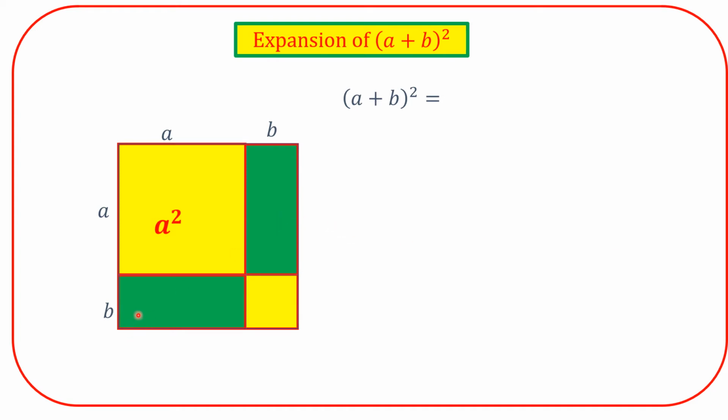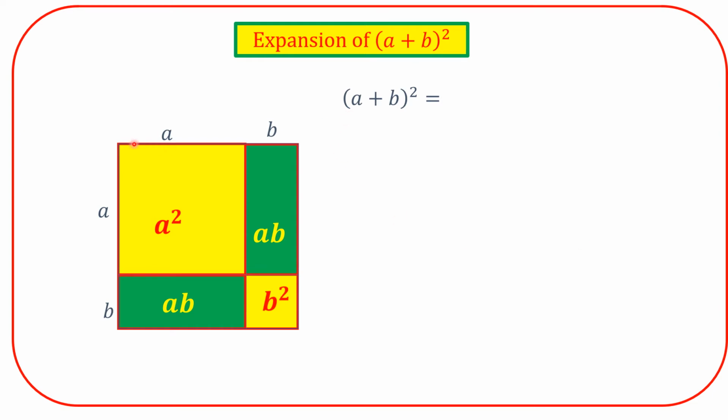These two quadrilaterals are rectangles. Here length is a and breadth is b. Here length is a and breadth is b. So the area of this part and this part: this is ab, this is also ab. Now the area of this smaller square: length b, breadth is also b. Therefore this is a square. Area of this square is b square.